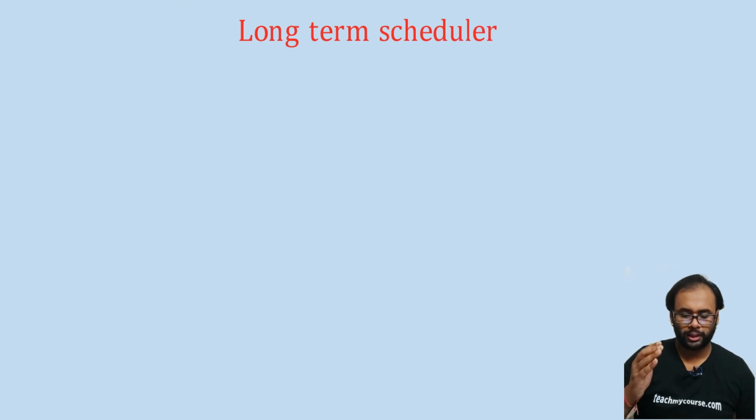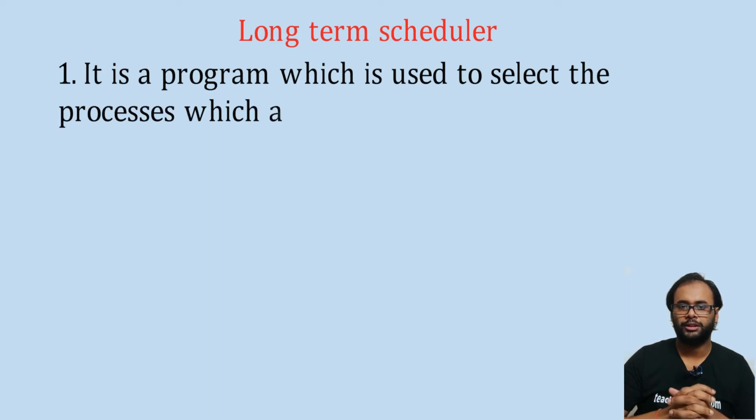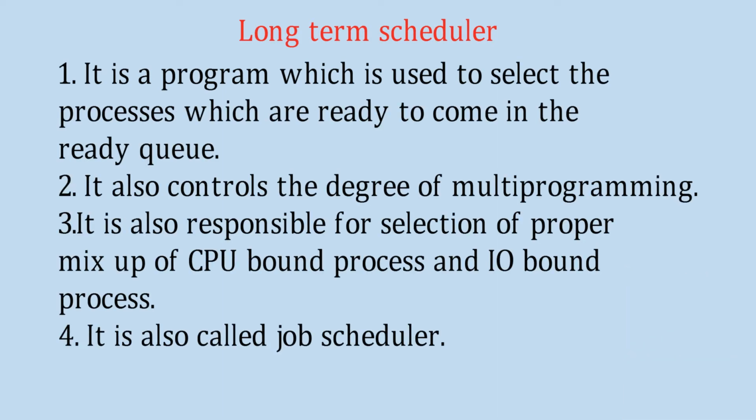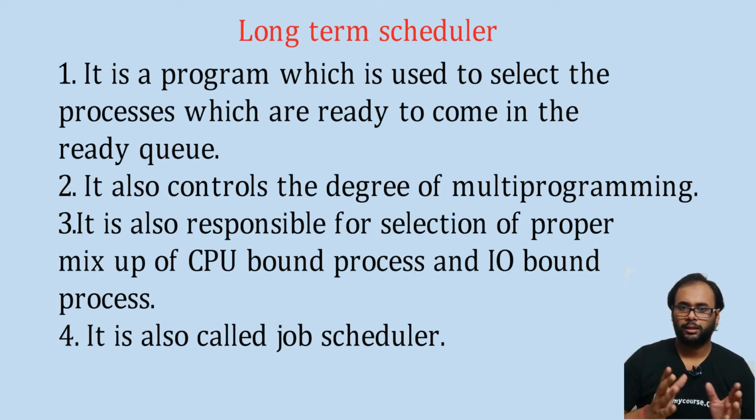Okay, so let us see what the long-term scheduler is. It is a program which is used to select the processes which are ready to come into the ready queue. As we have already seen, the jobs or programs are to be transferred from the job pool to the ready queue. That is the duty of the long-term scheduler. So it controls the degree of multi-programming. That is, how many programs should enter into the ready queue is decided by the long-term scheduler.